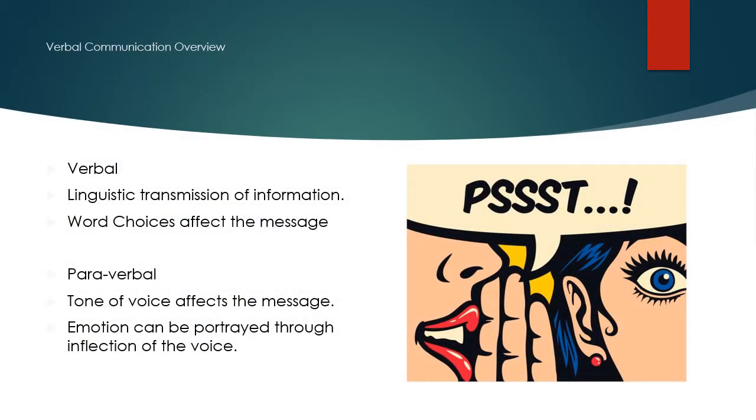Verbal Communication Overview. The vocabulary term for verbal communication is the sharing of information among individuals or groups through speaking. You can also say it's a linguistic transmission of information. Spoken words only make up 7% of all communication, while 38% is made up of paraverbal communication. Paraverbal communication is the description of how we say things.